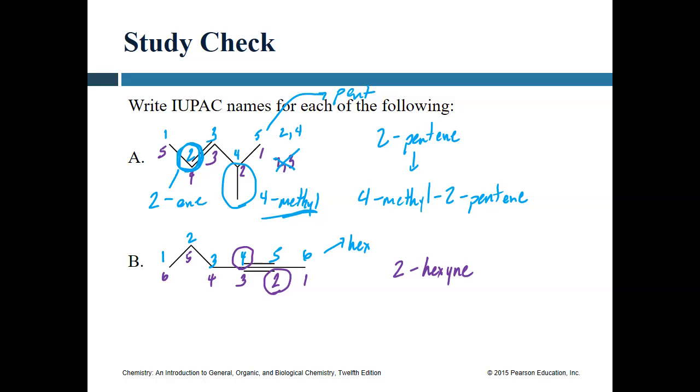We have no other side groups, so I don't need to put any extra cars on the front of it. All that we need to do is identify where the triple bond is and how many total carbons are in the chain. So 6 carbons meant that it was hex. The triple bond means that it's yne, so there's your hexyne. The 2 is just the location. It's on the second carbon. So again, that means that the triple bond is going from the second carbon to the third.